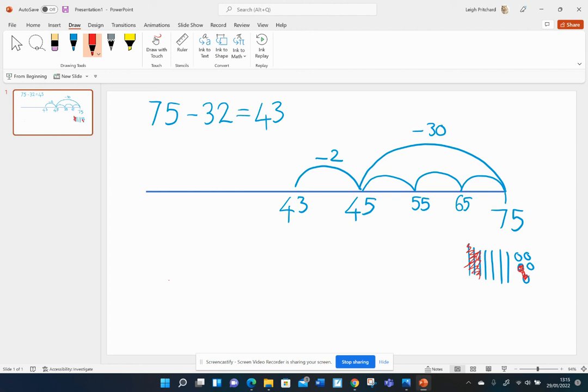Okay, so that is how we do a two-digit number take away a two-digit number without crossing over a tens boundary. And the next video, which I'll put up, will show you how we do that with a tens boundary. Okay.